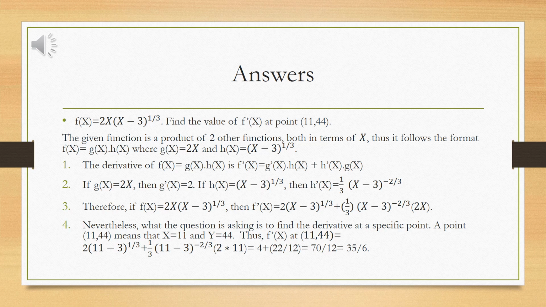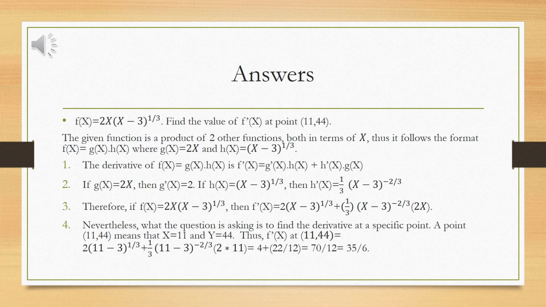If h of x is (x minus 3) to the power 1/3, then h prime of x is 1/3 (x minus 3) to the minus 2/3. Therefore, f prime of x is 2 times (x minus 3) to the 1/3 plus 1/3 times (x minus 3) to the minus 2/3 times 2x.